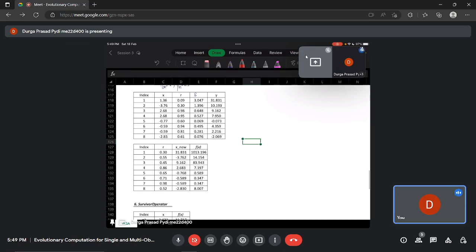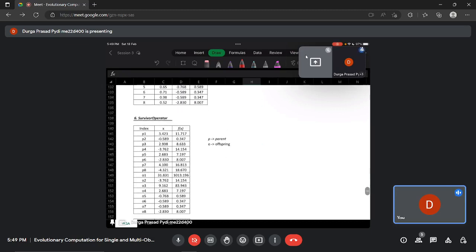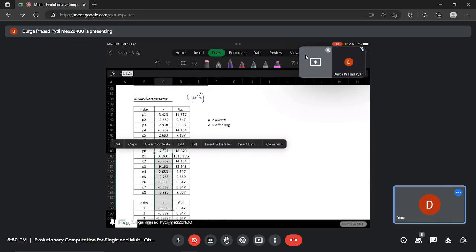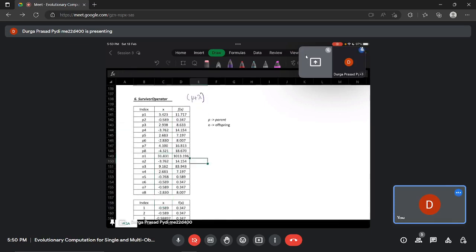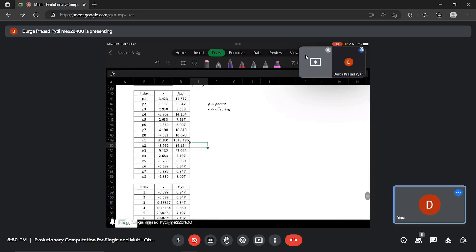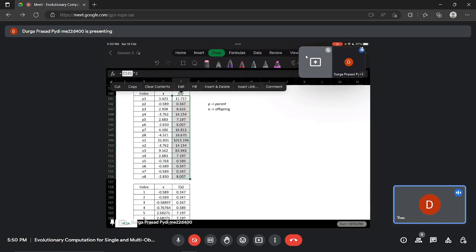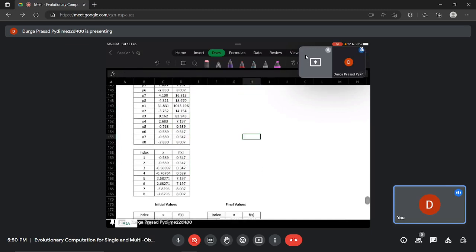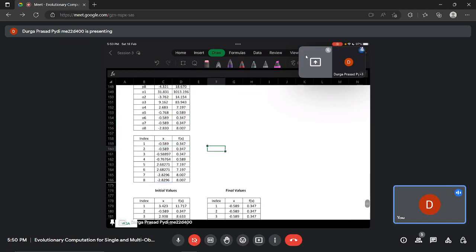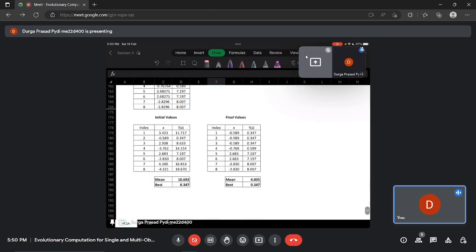The final operation is the survivor operator. In this particular case, I have used the mu plus lambda strategy, wherein you take all the populations. In the sense, these are my 8 parent solutions and these are my 8 offspring solutions. Out of all these solutions, my next step is to select the best 8 of them. So what I do is take all the fitness values, sort them in ascending order, and take the best 8 out of them, since 8 is my population size. So that leaves me with this particular population. If you see, these are the values I initially started with.